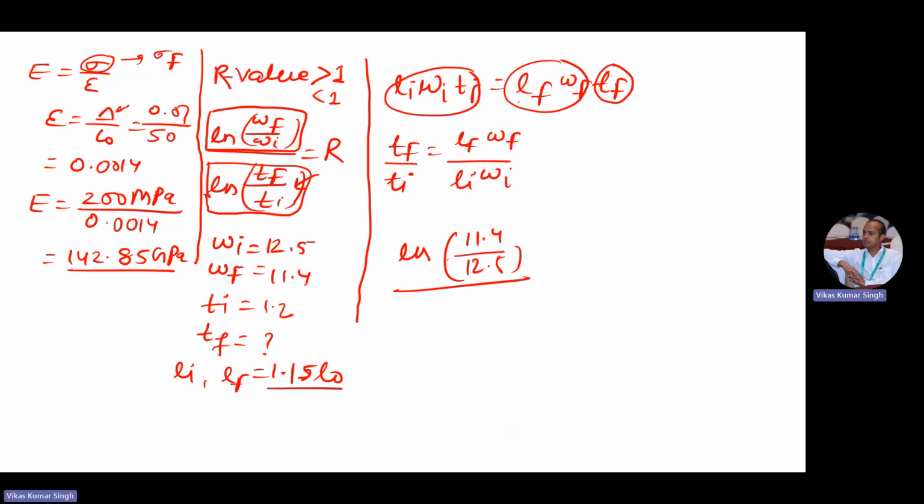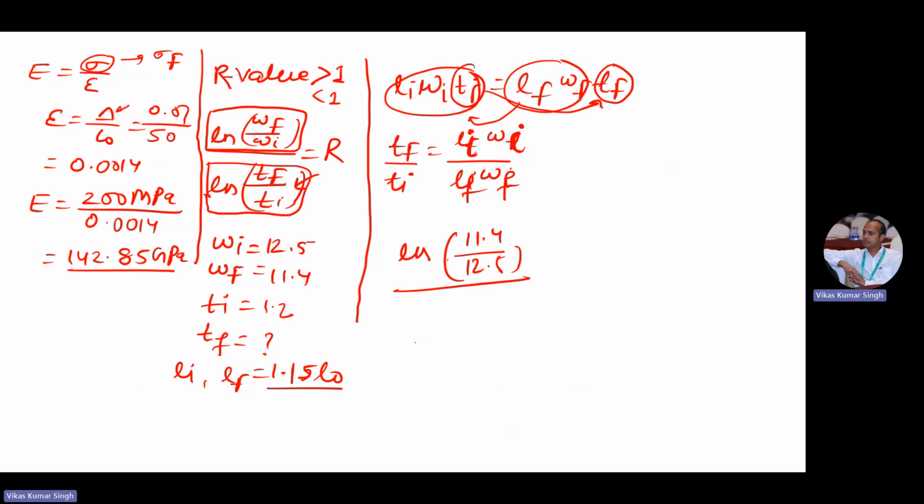Here, this term will go down. So here it will come initial and initial, and here it will come final and final, because this is the terminology we are taking. So on the numerator it will be L initial and W initial, and in the denominator L final, W final.